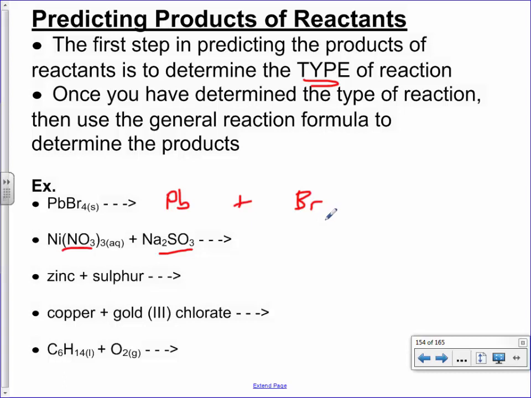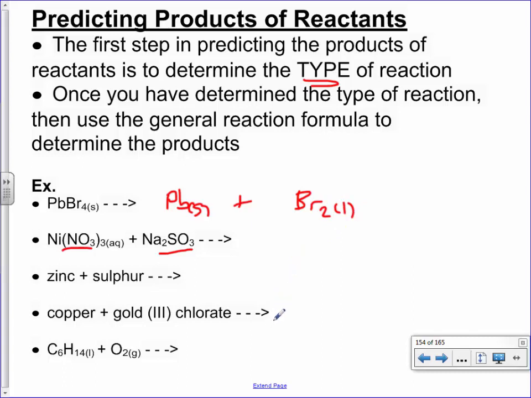Now let's get the details right. What does lead come in groups of? Ones, yeah. Don't even bother writing the one. It's probably a solid then. What does bromine come in groups of? 2s, and bromine is probably a liquid.